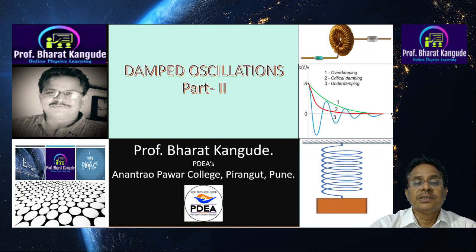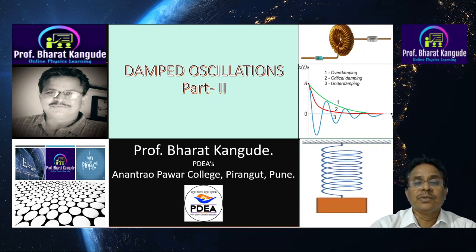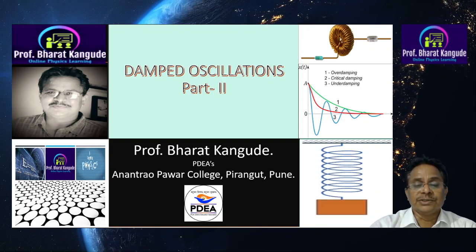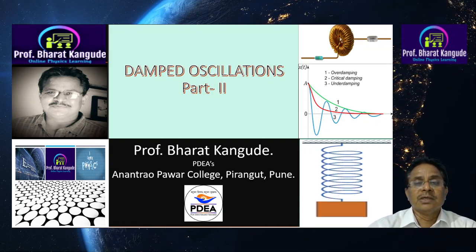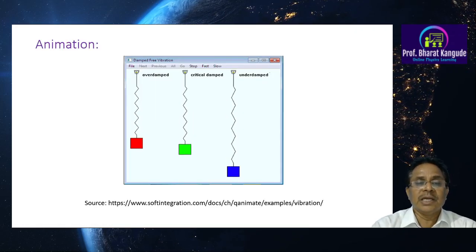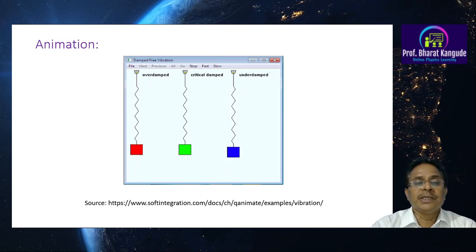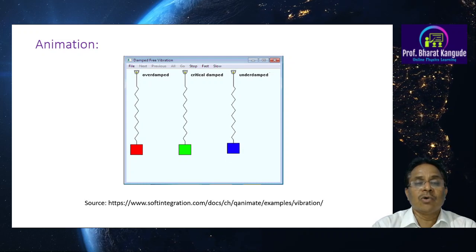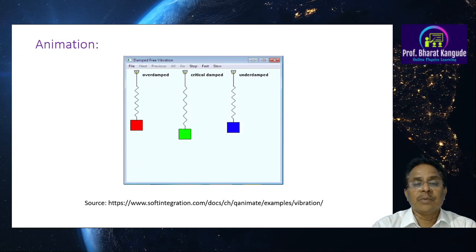In the present session, we are going to discuss the rate of decrement of energy as well as some other features of these damped oscillations. Now, before we go for actual energy calculations, I would like to show you one simple animation. This animation tells you what actually happens in the three different types of damped oscillator: overdamped, critically damped, and underdamped.